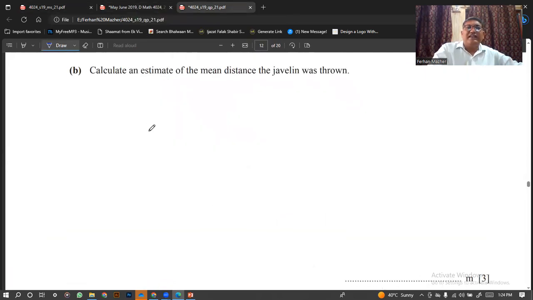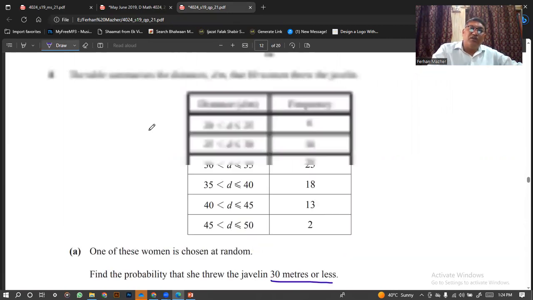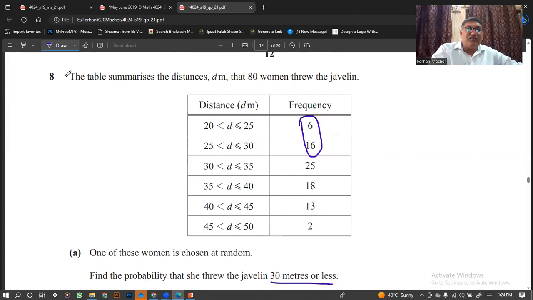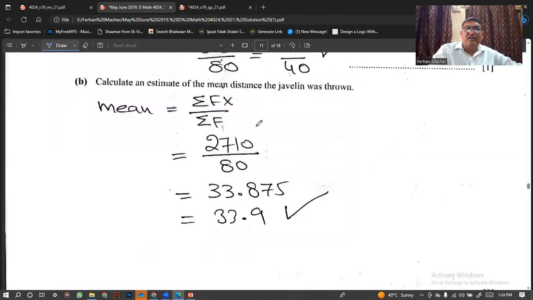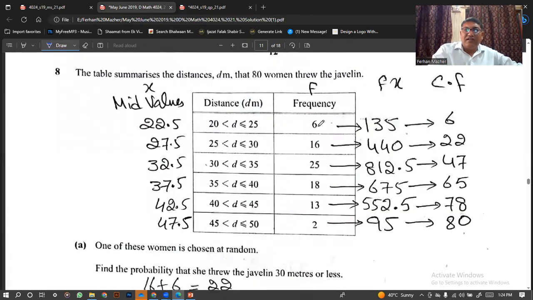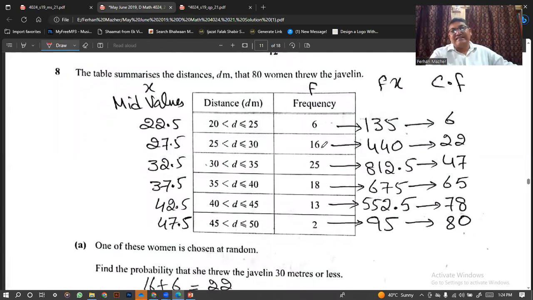Okay, so we are going on. He says, draw the cumulative frequency diagram for this data on the grid on the next page. If you want to draw the cumulative frequency, first of all, I will need to find the cumulative frequency for each class. The first frequency will come as it is, and the next one is added, for example, 6 plus 16, that's 22. 22 plus 25, that's 47. 47 plus 18, that's 65. 65 plus 13, that's 78. 78 plus 2, that is 80.